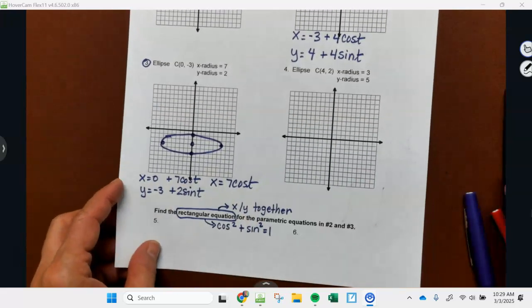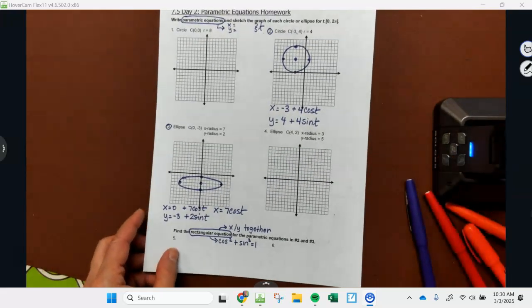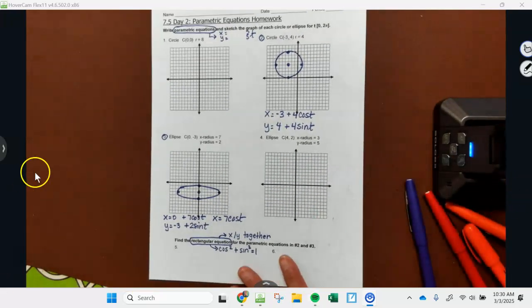So there's just a couple of more examples on how to write them in parametric form. Guys, go ahead and do all of this. It's going to be due at the beginning of class tomorrow.